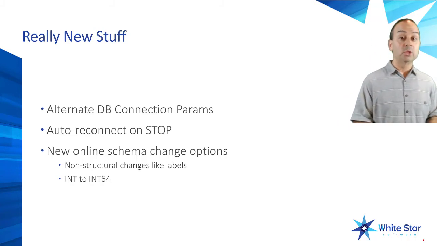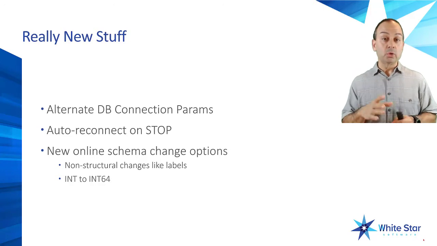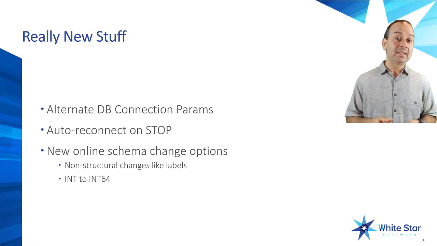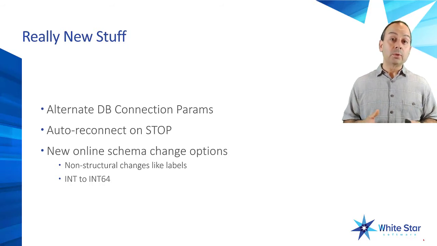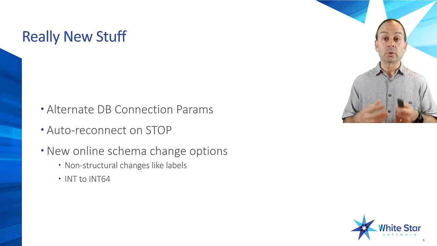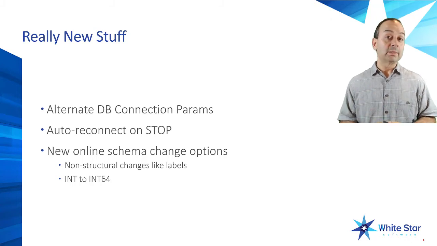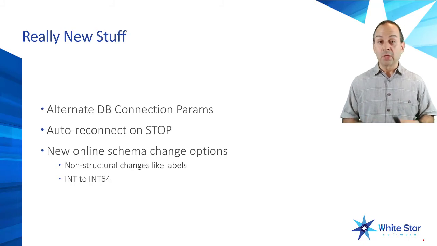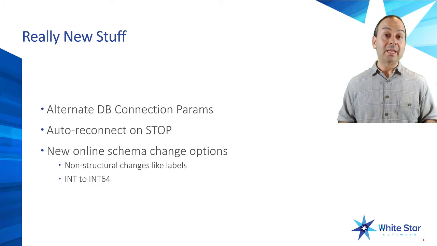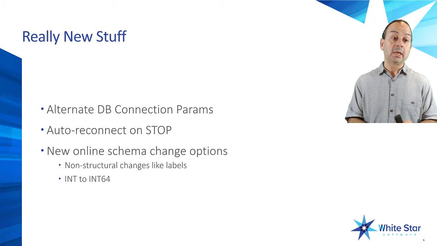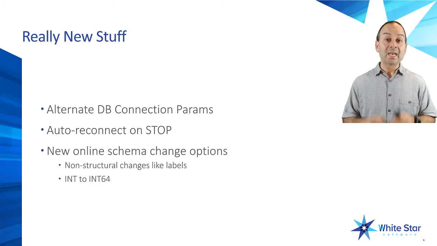And then the other thing that's really coming down the pipe that's interesting is there's finally some new online schema changes that you can do. So things that don't change the actual structure, labels, for example, or changing int to int64, you can now do online without stopping the database, without having to have a single user access to the database. So very cool. Continuing what Progress has been doing for decades now of making it easier and easier to do online schema changes, easier and easier to maintain 24/7 operations in your database. So again, haven't had a chance to use these particular options myself, but really excited that they're coming down the pipe.